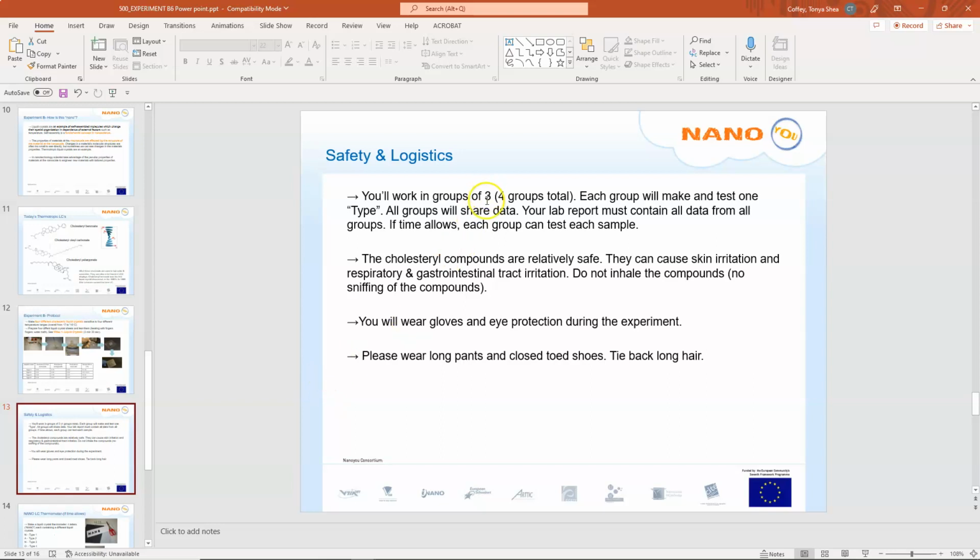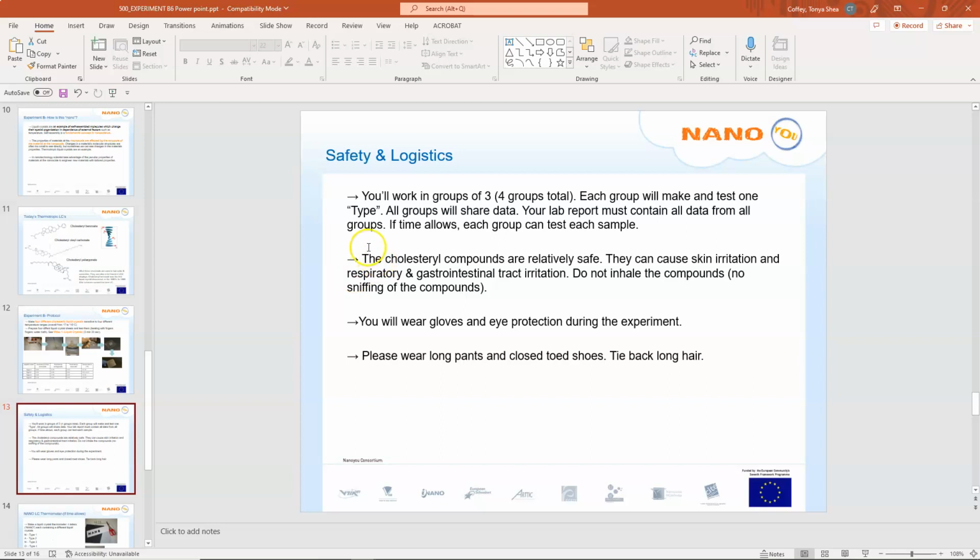You're going to work in groups of 3. We're going to have 4 groups total. Each group is going to make and test one of the types, and then all of the groups are going to hopefully test each type so that everybody gets experience with all the different ones, okay? And all groups are going to share data. And so your lab report, I want all the data from all the groups in the lab report. And of course, if time allows, you can test each one.